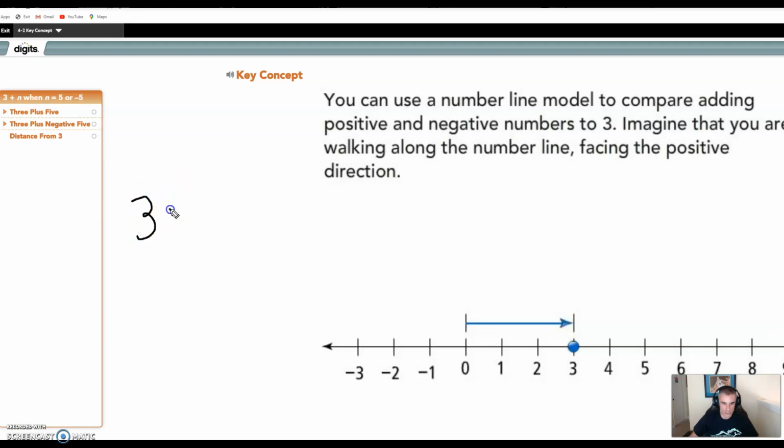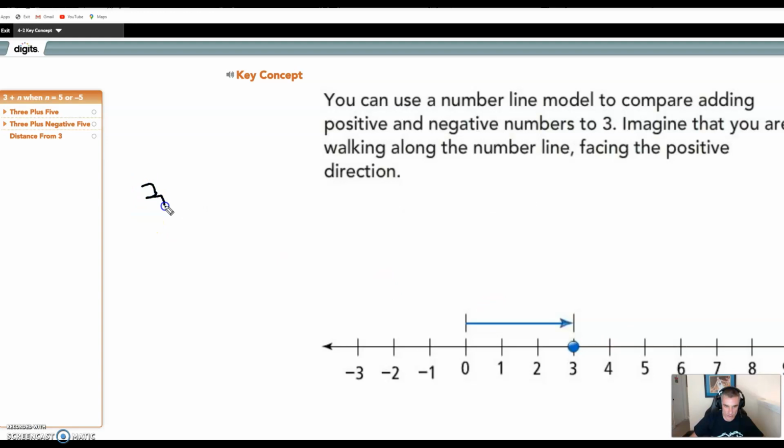We're going to do 3 plus 5, and that's first grade math. You guys should be able to do that one, no problem. But we're also going to do 3 plus negative 5. And that's where it gets a little bit trickier. So we're looking at both of these two problems here, and we're going to use a number line to solve them. All right, so the first one we're going to look at is 3 plus 5.